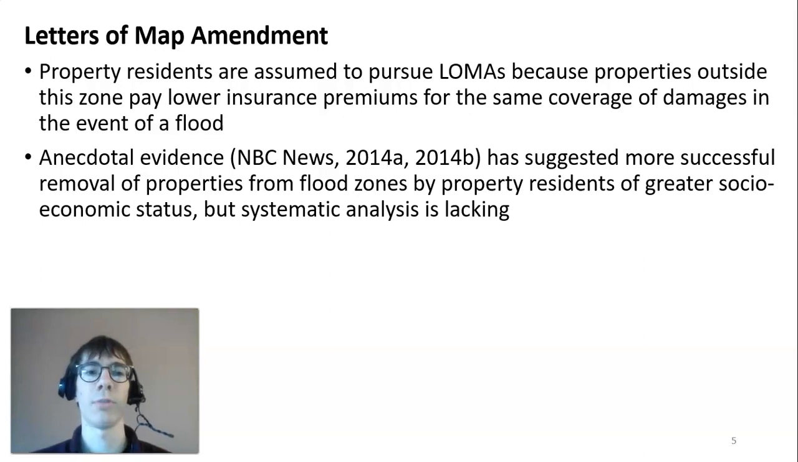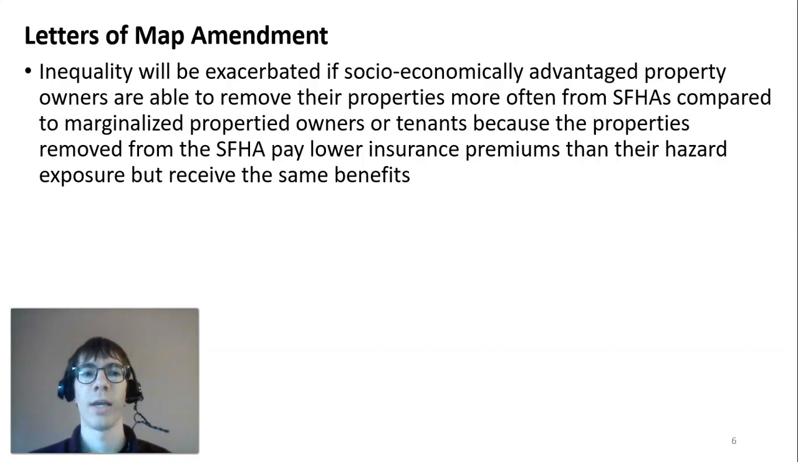We can assume that property residents pursue letters of map amendment because having a property moved outside the special flood hazard area means that they will pay lower insurance premiums for essentially the same coverage of damages in the event of a flood. There's anecdotal evidence, basically some news articles I'm drawing upon, suggesting that it's the wealthy who are taking advantage of this, who are able to remove themselves from the special flood hazard area, and those who do not have the socioeconomic means are not able to do that. But there hasn't been any real analysis of this.